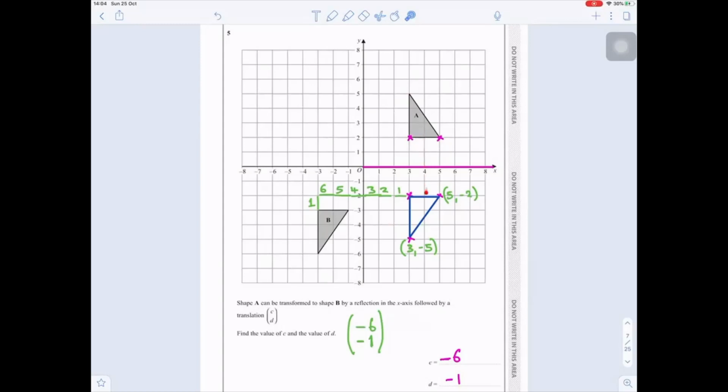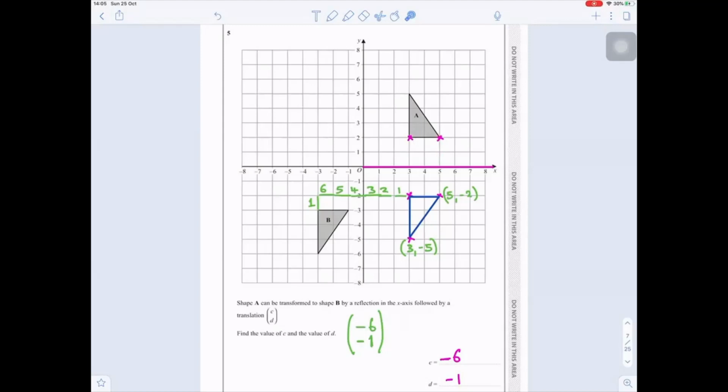When you reflect it, the mirror line is the x-axis. So the mirror line is that pink line there, which represents the x-axis. That's where you put the mirror. So A is the object. This blue triangle is the image, because you're having a mirror, object and image.